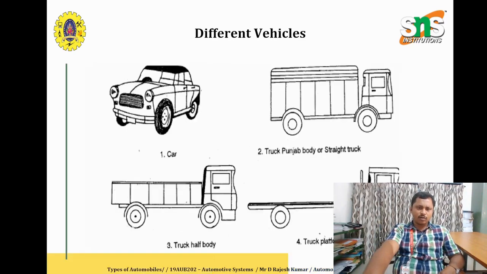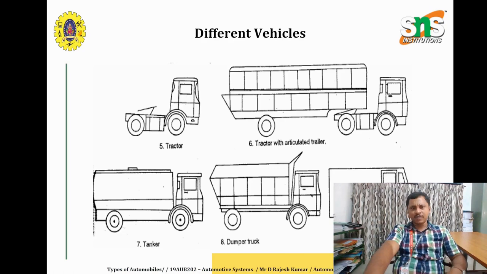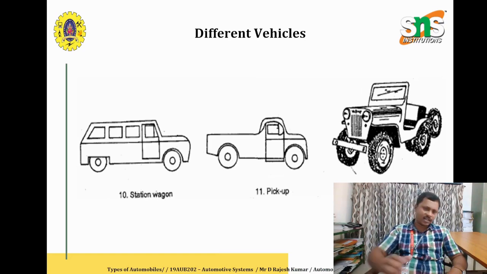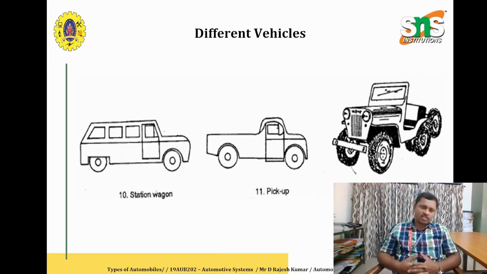So far we have seen about the car, truck, and the truck half body, truck platform type, tractor with the articulated trailer, tanker, dumper truck, and delivery van. The last three things are nothing but the station wagon. So the station wagon, the example is Mahindra Festiva. There the people can be having a seating capacity of up to 11 to 12 seats. So there will be 3 or 4 rows of seats present inside that vehicle. In such a way it is constructed.